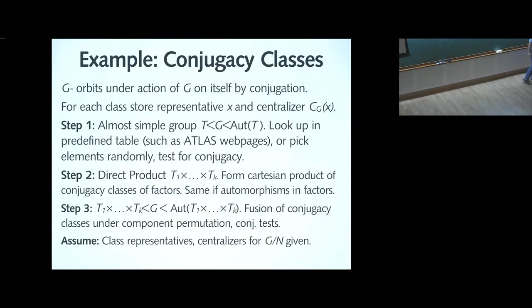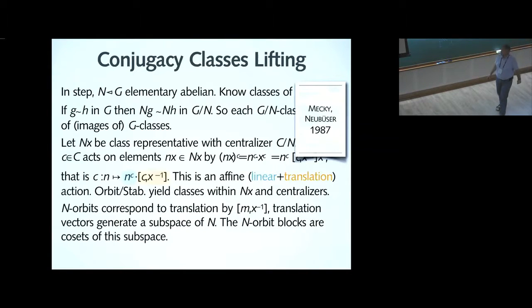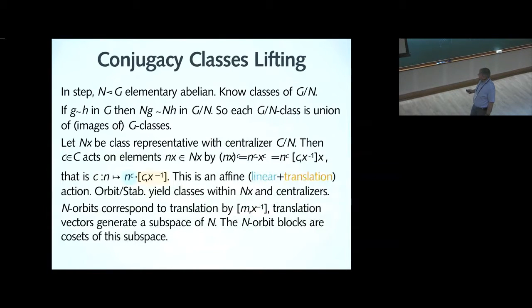And what happens now is the next steps basically mimic what has been done already a long time for solvable groups, and was originally written up in '87 in a paper by Mecky and Neubüser. So let's assume we have an elementary abelian normal subgroup. We know the conjugacy classes of the factor. When two elements G and H are conjugate in G, obviously the corresponding factor group elements are conjugate in the factor group. So every class of the factor group must be the union of images of classes in the group.